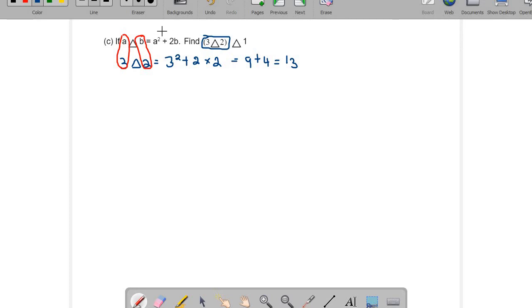Okay, just like before, I'm going to replace what is in the brackets with the value we get. So this is going to become 13 triangle 1. Since this is the same question, we're going to use the same binary operation. Same thing as before, we're going to find out which value corresponds to what variable. And I like to just line up the symbols, just like before.